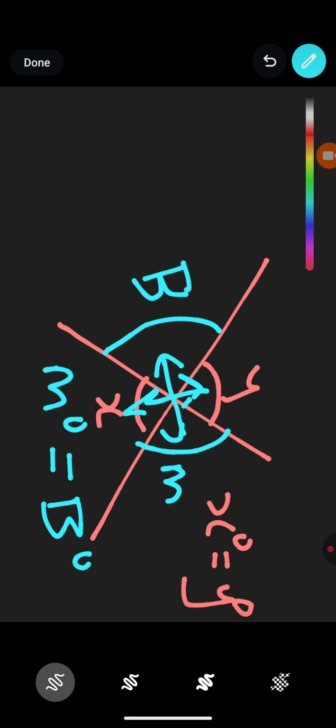So whenever you see this crossing, remember this property.